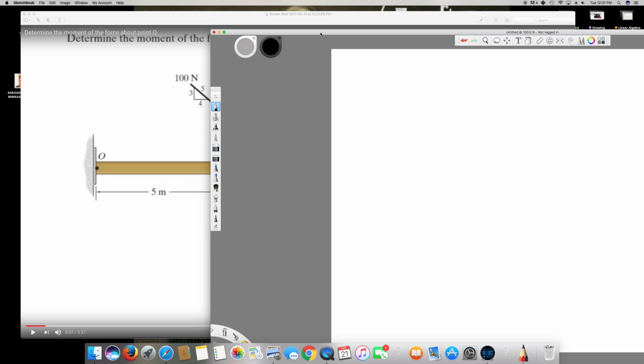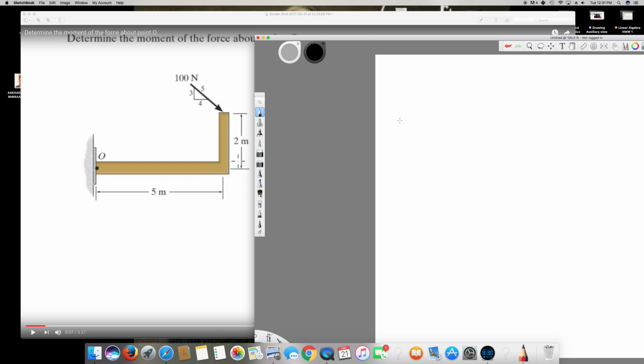Let's calculate that one. First of all, I'm going to draw the free body diagram of the same thing. It's going to be like this, 5 meter, and this is 2 meter, and the force is acting in this direction, 100 newton, and we have a horizontal force right here and a vertical force right here. We have to find it. Let's say the horizontal force is F1 and the vertical force is F2.